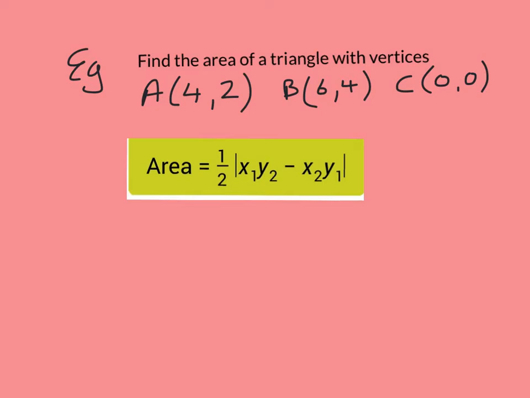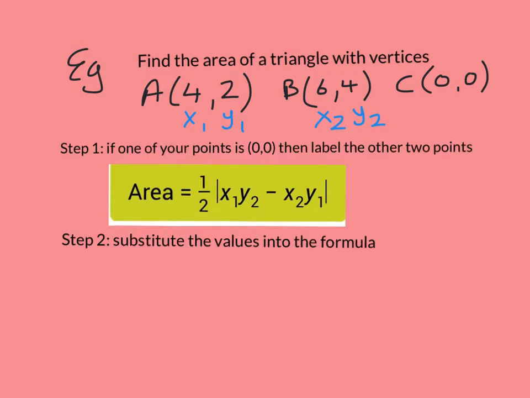Okay, so let's begin an example. Find the area of a triangle with vertices A (4, 2), B (6, 4), C (0, 0). First of all, (4, 2) we're going to call point (x1, y1), and we're going to call this point (x2, y2). That's just going to help us when we feed it into our formula. Step 2 is to substitute the values into the formula. My formula is a half, and then I have these lines. These lines just mean absolute value, and it means that this number we get in here can never be negative.